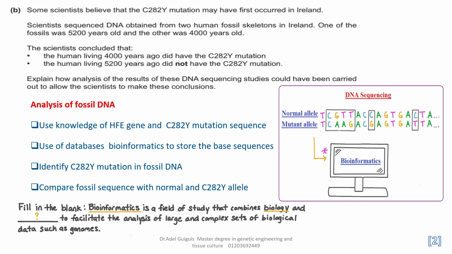Okay, now let's define what is meant by bioinformatics. Bioinformatics is a field of study, a branch of biology, that combines biology and computing to facilitate the analysis of large and complex sets of biological data such as genomes, DNA sequences, gene sequences, protein amino acid sequences in different proteins, a huge number of proteins, a huge number of enzymes. We can store this huge data in a database.